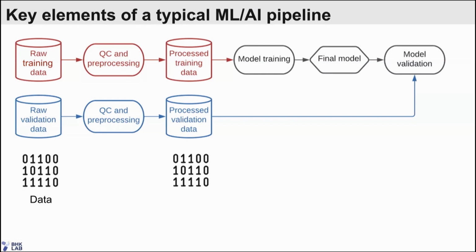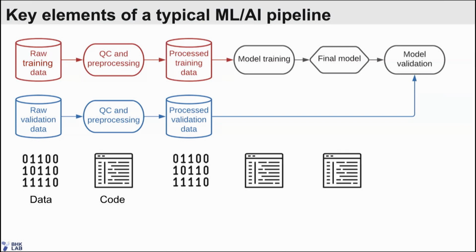And so along the way, you've generated quite a few elements that are of interest for the scientific community. First of all, the data, the raw and the processed data. You've also generated computer code at three different steps: for the quality control and pre-processing, for the training of the model, and for generating the predictions using the final model. You also have code for the model itself, which is basically, in the case of a neural network, the model architecture and all the weights that connect the neurons, for instance.